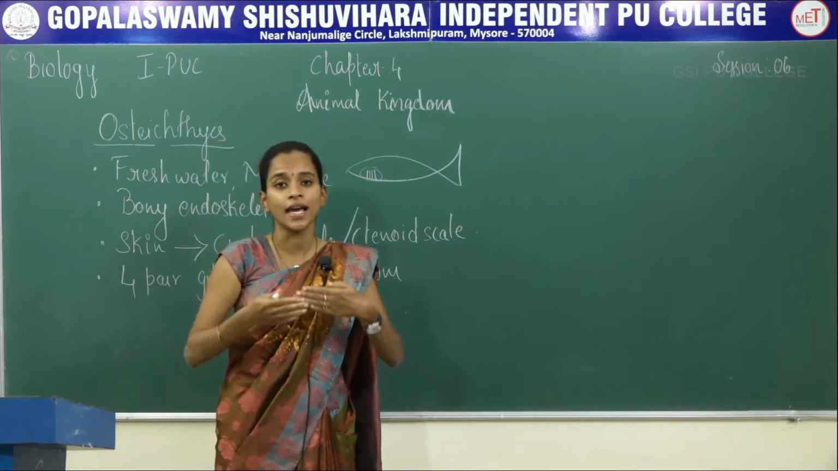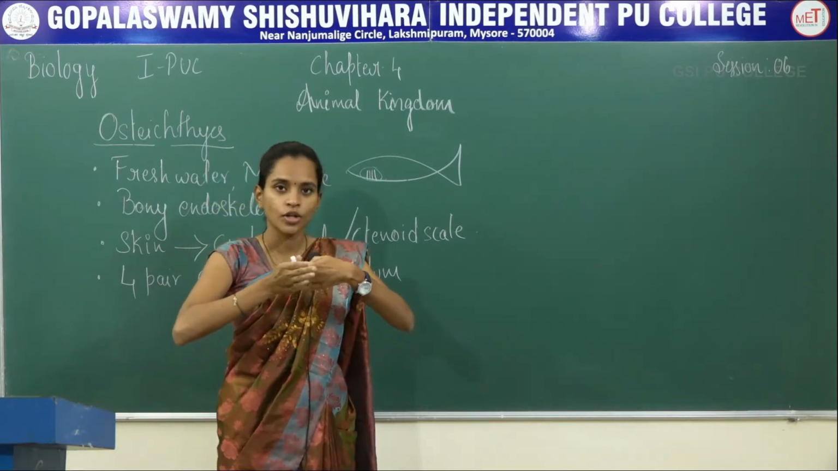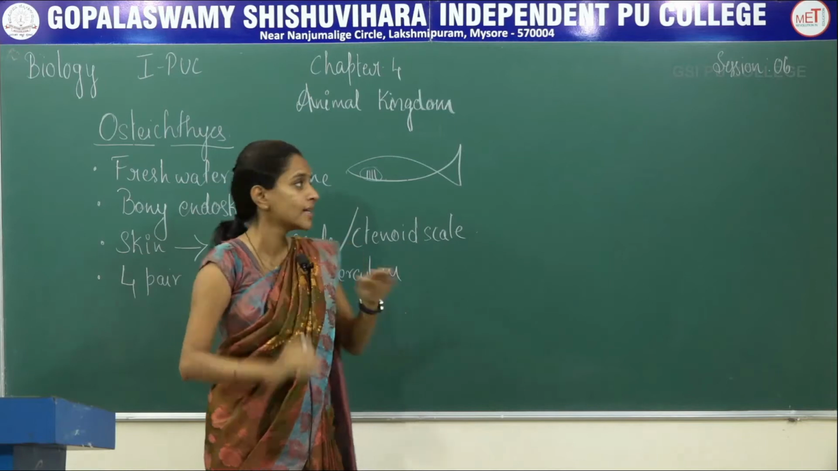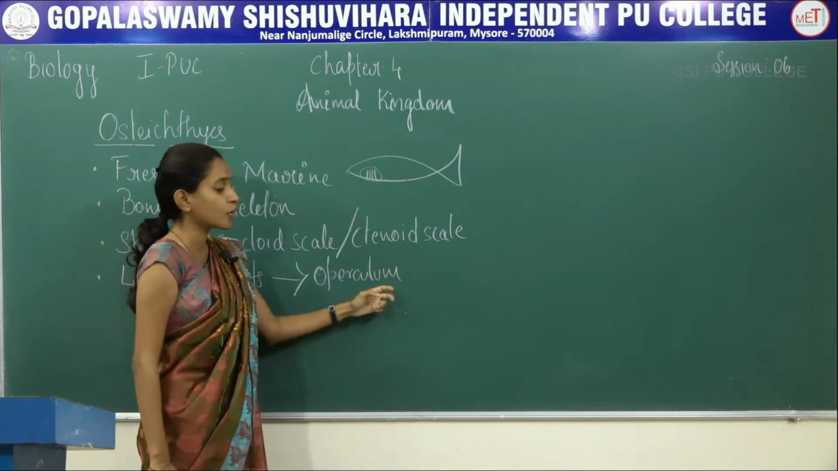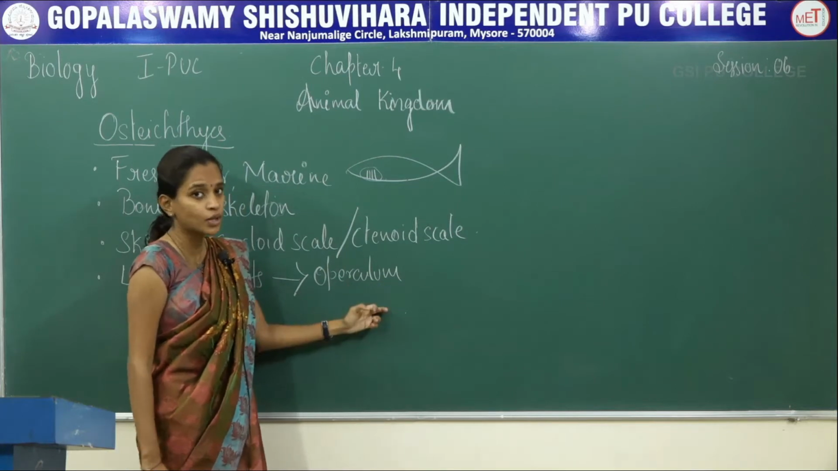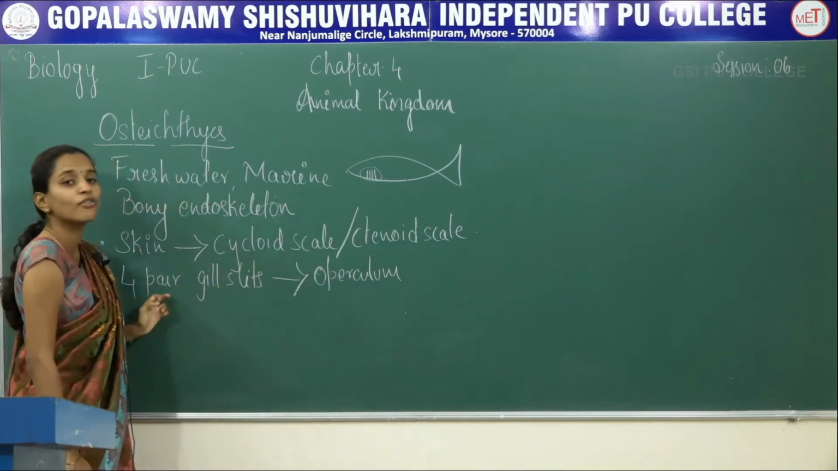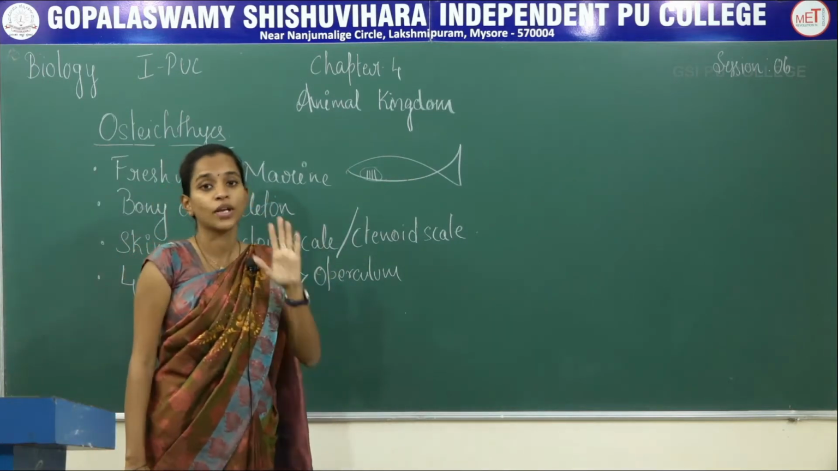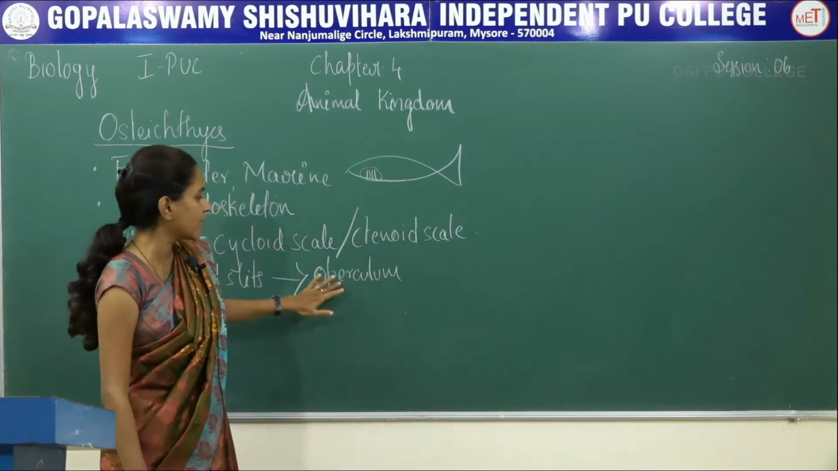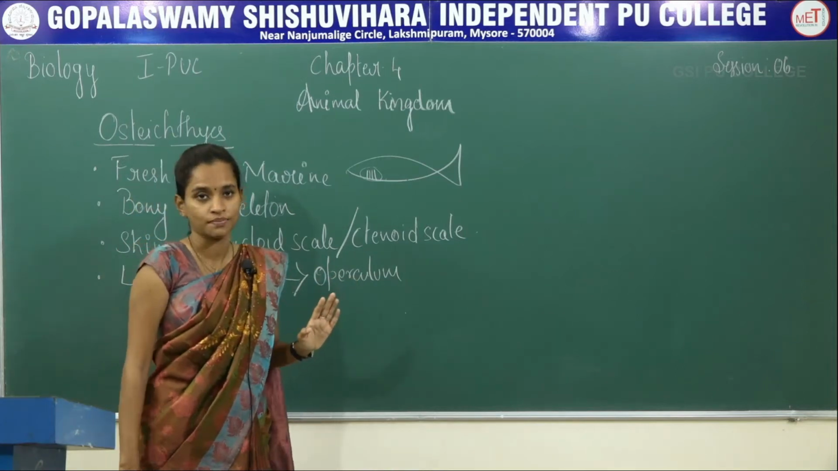If you have seen in any aquarium fish, you can see that the operculum keeps on flapping like this. That is for respiration purpose. So there is a protective covering called operculum which covers the 4 pairs of gill slits. Whereas in Chondrichthyes, there were 5 pairs of gill slits but there was no operculum.